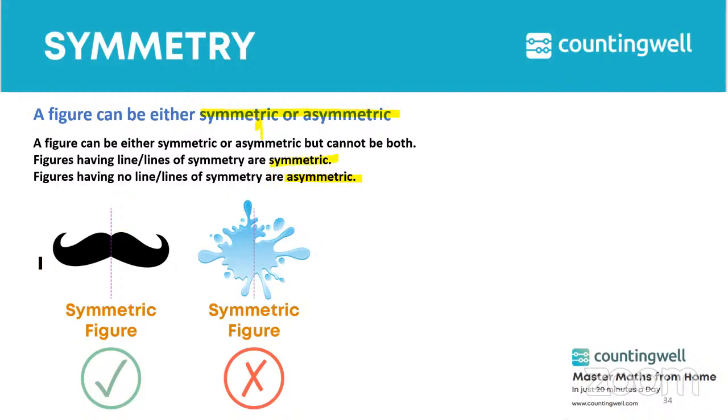For example, here you can see the first image is a symmetric figure because we have at least one line of symmetry. For the second figure, we have a splash of water. Suppose a splash of water or any paint color is there, and we cannot draw any line along which the two parts will be equal. That's why it is an asymmetric figure and not a symmetric figure.